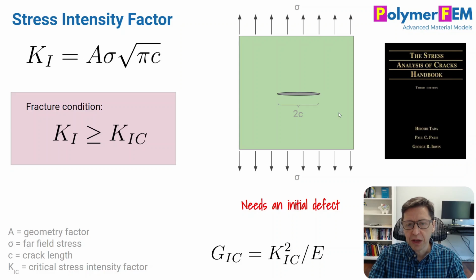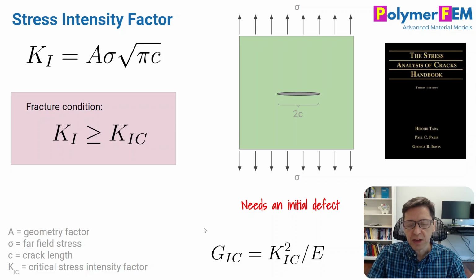And there are some interesting books. I happen to have this book, the Stress Analysis of Cracks Handbook. It's a thick handbook, page after page of different configurations of cracks, and it tells you what the stress intensity factor K1 is for all of these different configurations. And that can be kind of interesting and useful sometimes.